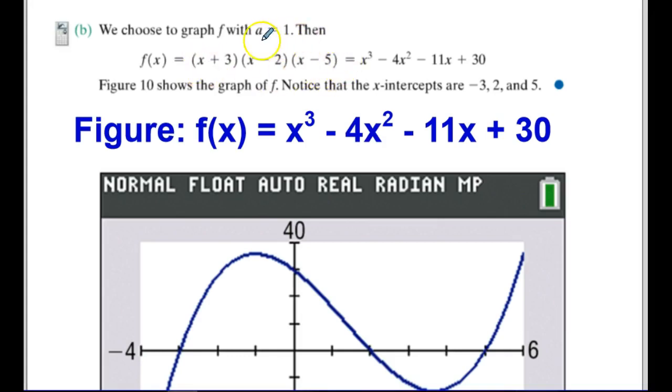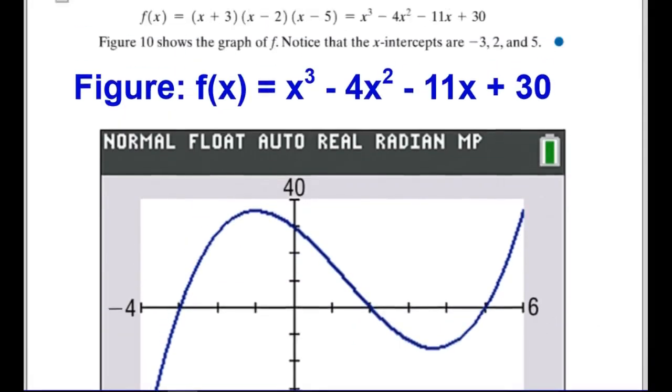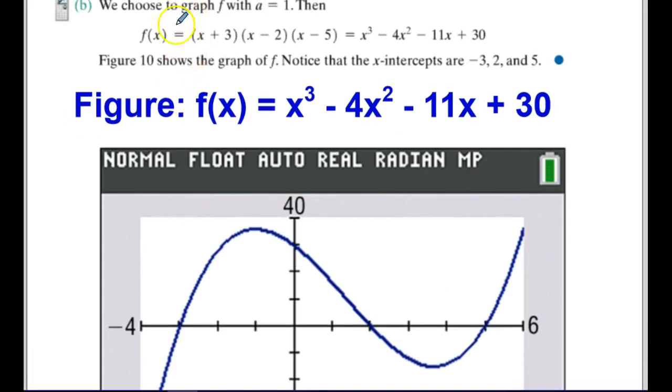So I go ahead and I expand my polynomial. So I multiply out my binomials, and I end up with x cubed minus 4x squared minus 11x plus 30. So then I can go ahead and graph that. And I see that, yes, those are my zeros. I was correct in my equation. And I could choose many different values of a, but when we're writing our equation, generally you want to pick the most simple. So we generally use an a value of 1.